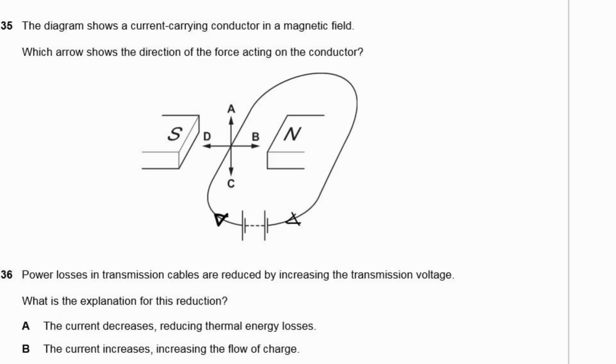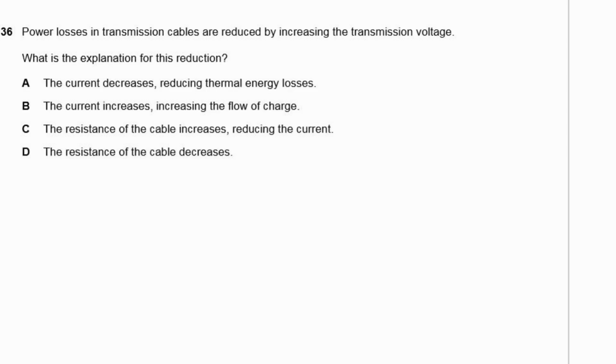We point the first finger in the direction of the field from north to south. Our middle finger on the left hand points in the direction of the current, and our thumb will give us the force, which is option A. There we are. 36. Power losses in transmission cables are reduced by increasing the transmission voltage.